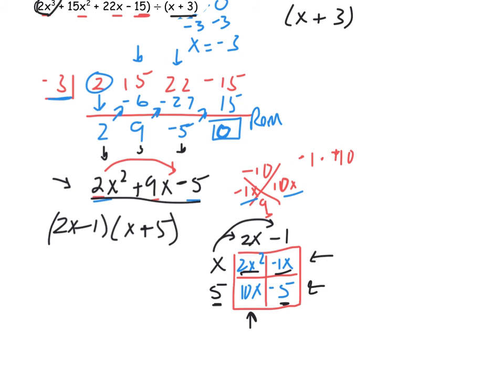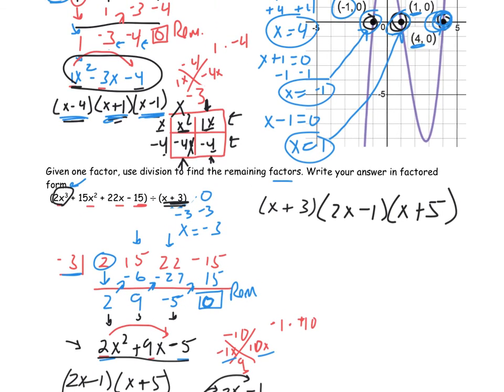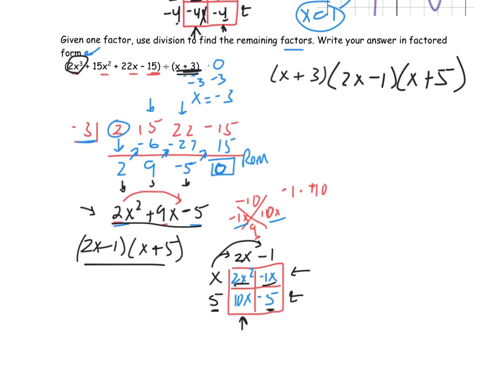So it says list all the factors. Well, I already got the one we divided by, and that's x plus 3 right here. I'm just going to bring these 2 up. 2x minus 1 and x plus 5. And if it said find the zeros, I just set them all equal to 0 and solve, and that's where it would cross the x-axis, kind of like it did up here. You could set all those factors equal to 0, and you could find where it crossed the x-axis. But they just wanted the factors here. So there we go, okay?